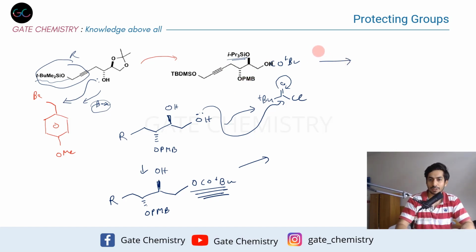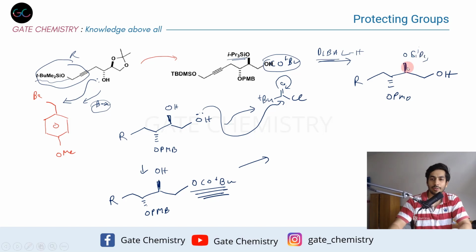Now I can simply use DIBAL-H. That is a reducing agent, because this is nothing but an ester. So this ester can be reduced to an alcohol with the help of DIBAL-H. I'll simply use DIBAL-H over here, and what it will do is reduce this group, and I will get the OH back. So my final product will be what I really wanted, which is OPMB, this aryl group is protected, then SiPr3 isopropyl, and then we have the OH.